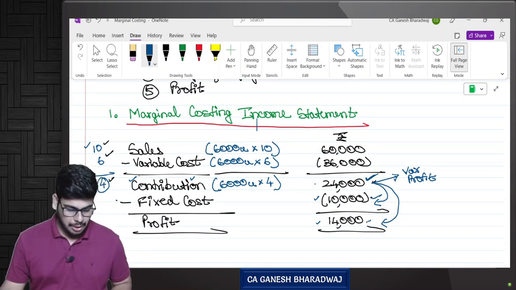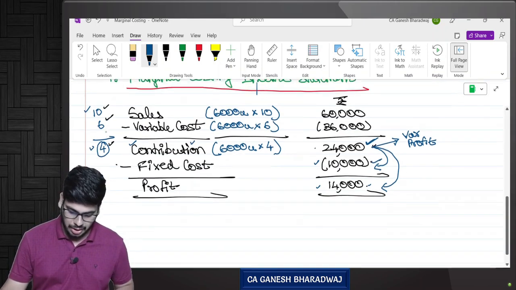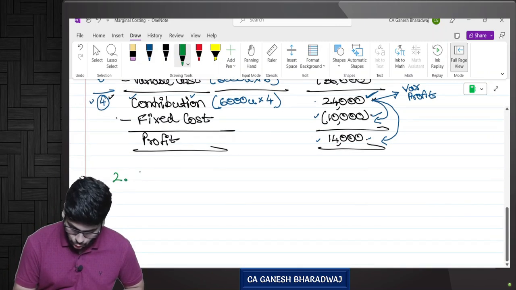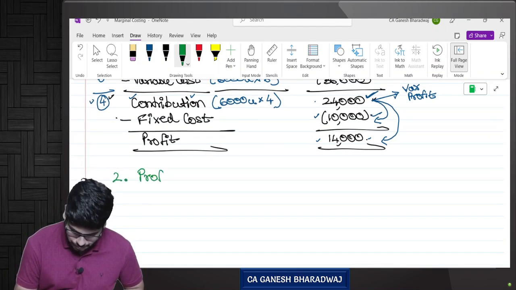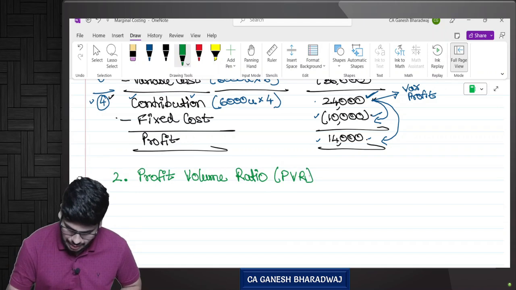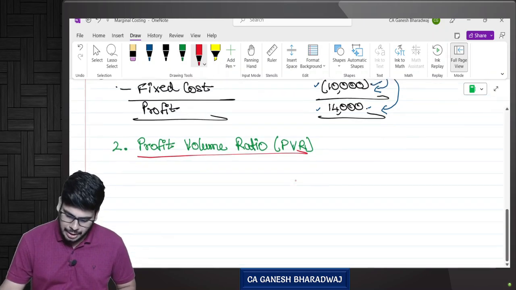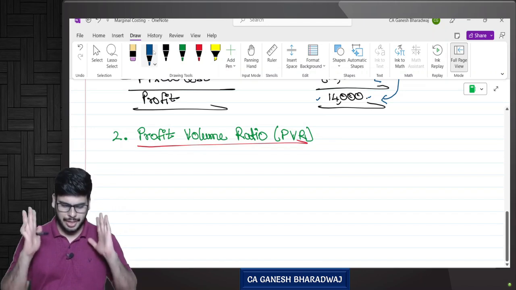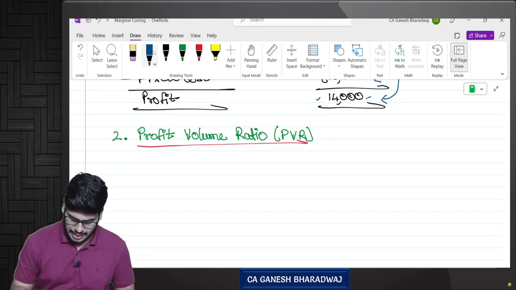Yes, done. Now let's move to the second part of the question, which is profit volume ratio. Profit volume ratio, popularly known as PVR. Popularly known as PV ratio or PVR. Clear? Now, what do you mean by profit volume ratio? Right. Let me just continue with this example.